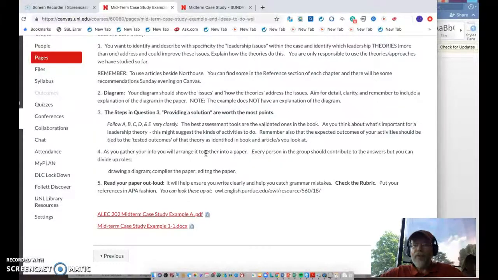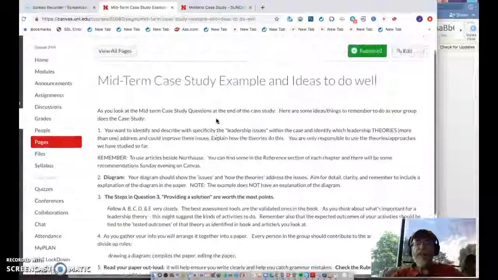Also allows that person to check, did you follow APA citing, and are your quotes accurately represented as you cite the case and cite Nordhaus and articles that are in the Nordhaus chapters.